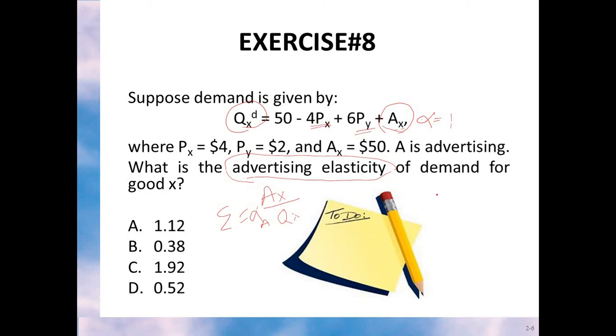Because we don't write 1A, we don't put the 1, we just put A. So here the alpha is actually 1. And then what is the value of A here? It is given here, 50. So again, you go through the 3 steps, you identify all the values, then you should be able to get the answer. The answer here is D. You try and get the answer 0.52.